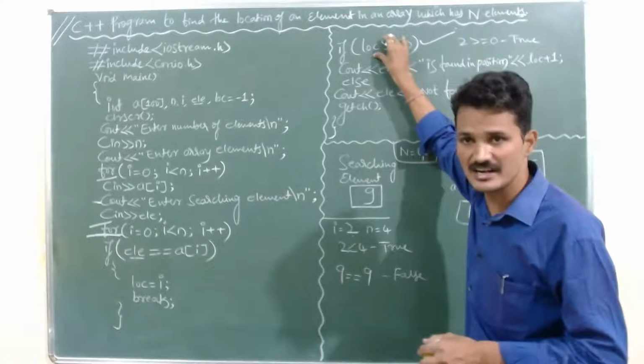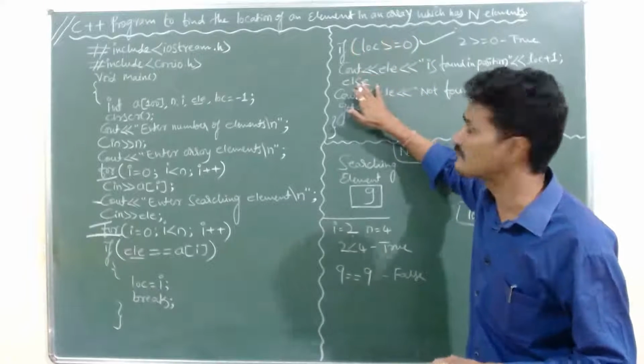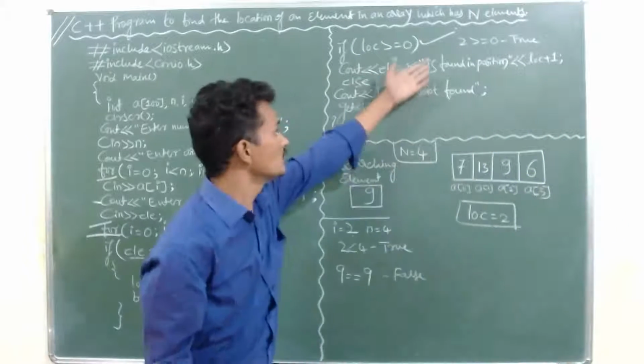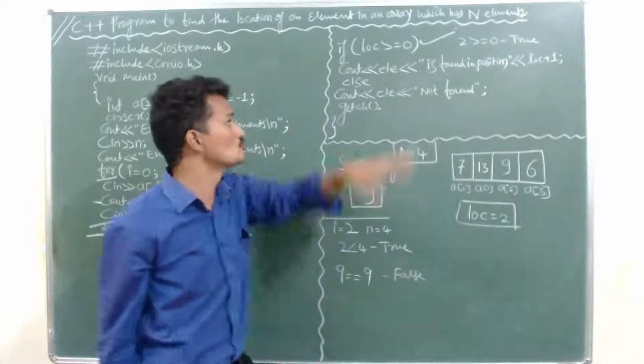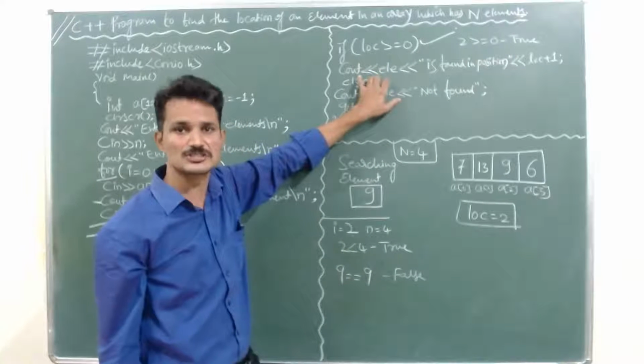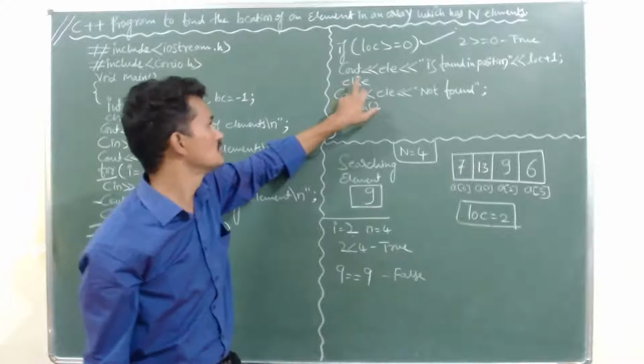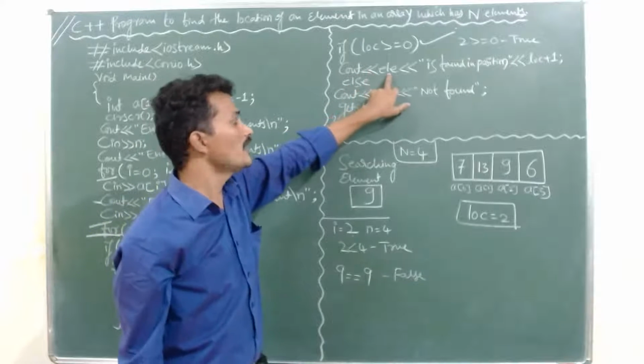When this condition is false, I have to execute after the else. Here in this case, my condition is true, that is, 2 is greater than or equal to 0. Yes, it is true. True means I have to execute this first cout statement, that is, before the else.